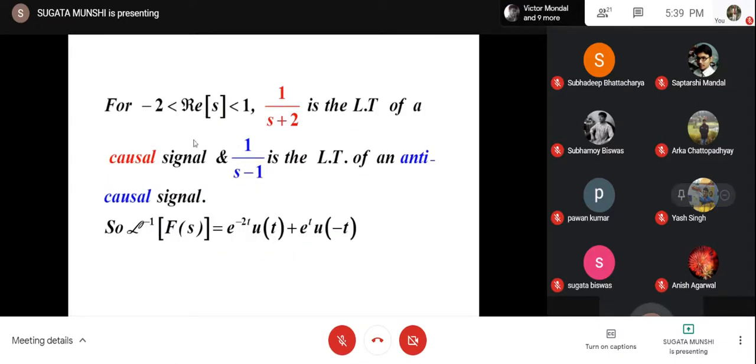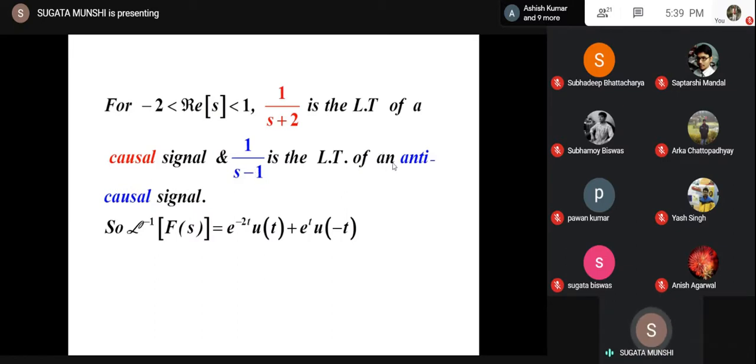And for the last ROC, real s or sigma greater than minus 2 and less than 1, 1 by s plus 2 is the Laplace transform of a causal signal, and 1 by s minus 1 is the Laplace transform of an anti-causal signal. Because now the causal and anti-causal parts overlap, that's why we have obtained those observations. So here the inverse Laplace transform will be e to the power minus 2t u(t) plus e to the power t u(minus t).